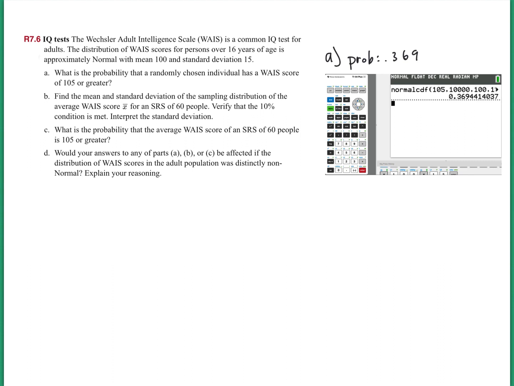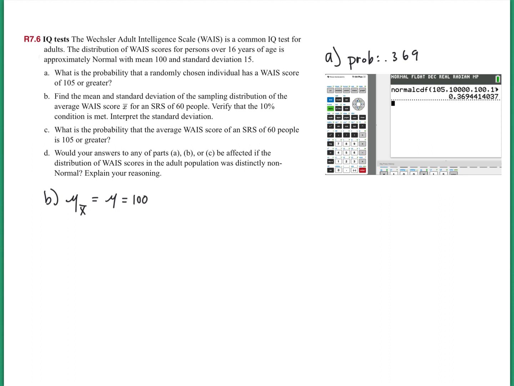Okay, part B. Find the mean and standard deviation of the sampling distribution of the average WAIS score, X bar, for a simple random sample of 60 people. Verify the 10% condition is met. Interpret the standard deviation. Okay, so the mean of a sampling distribution for x bar, sampling the mean with 60 people, is going to be just the same as the mean of the population, and they said that that's 100.